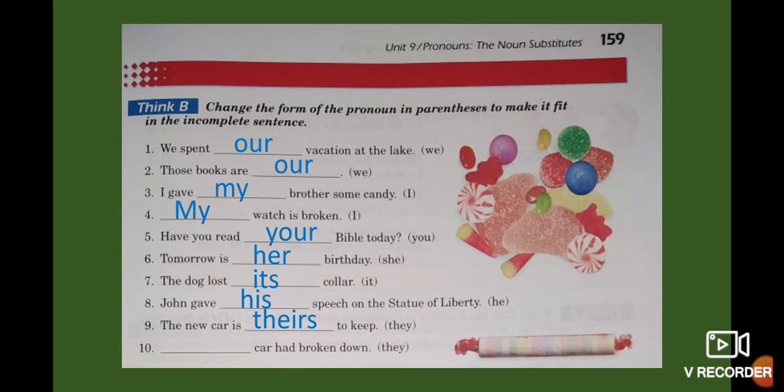Number 10, possessive form of the pronoun they. In that case, it's their. Their car had broken down. Okay, excellent. So let's review. Number one, our. Number two, ours. Number three, my. Number four, my. Number five, your. Number six, her. Number seven, its. Number eight, his. And number nine, theirs. And 10, their.